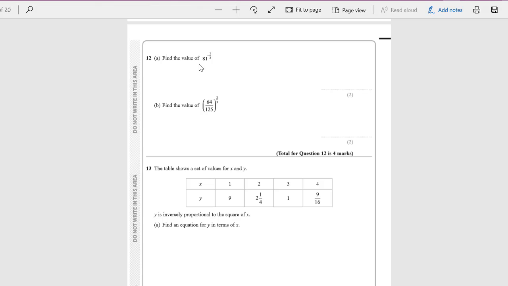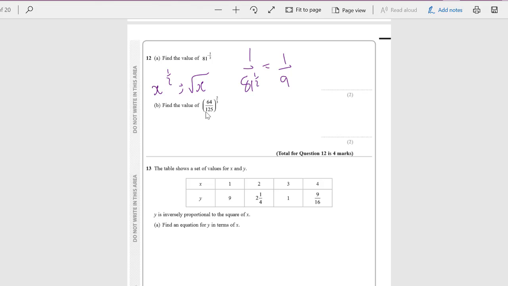So because we've got a negative power, what we could do is invert it. So 1 over 81 to the power of a half. Now remember that a power half, so if you have anything to the power of a half, it's the same as square root. So that means, what is the square root of 81? It's going to be 1 over 9.